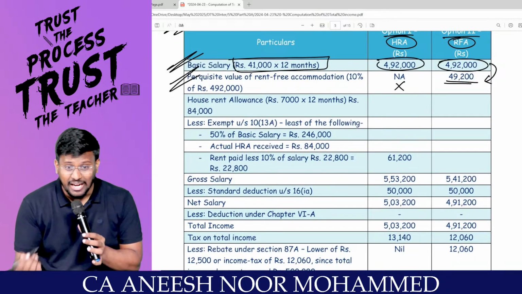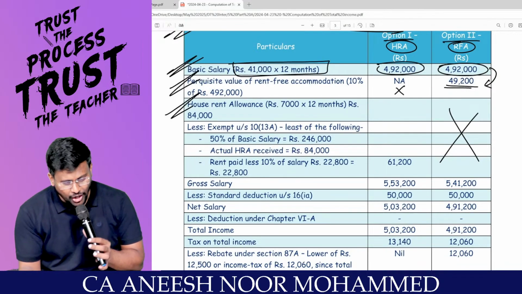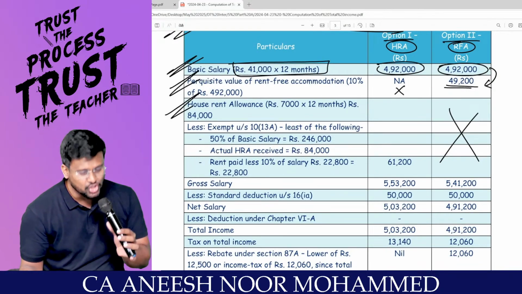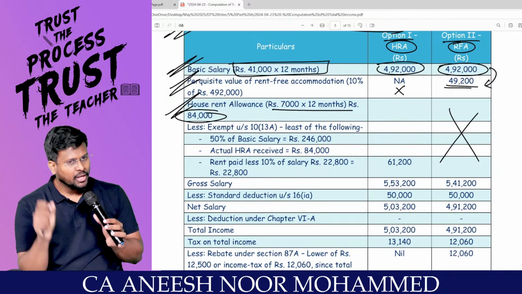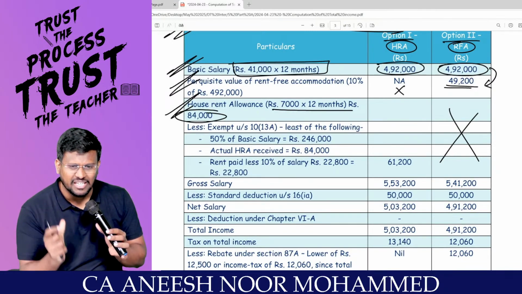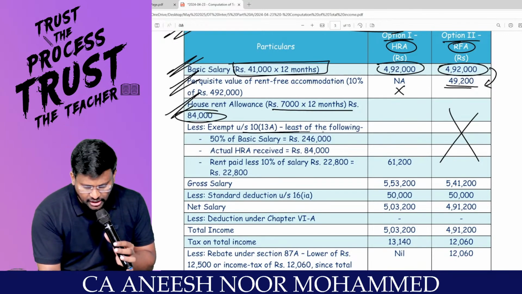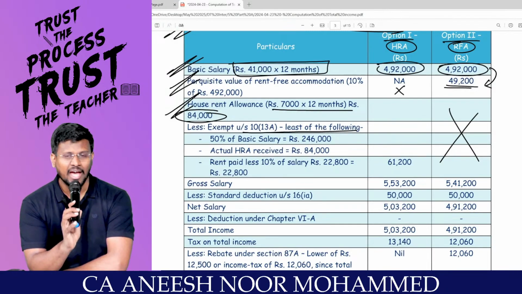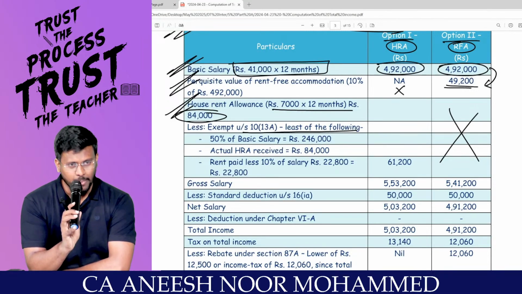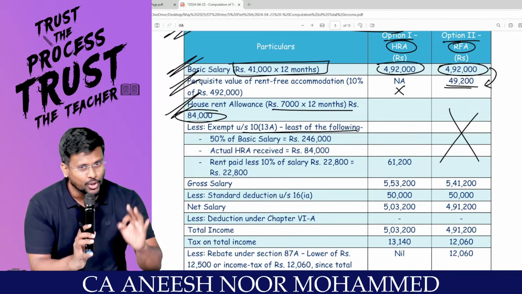Okay, I don't want RFA, I want HRA. If I am traveling through HRA, sir, RFA will not be there. Sir, HRA received, employer will give 7,000 into 12, 84,000, right? Since he is traveling through the optional tax regime, he is entitled to claim exemption under section 10(13A), least of the three: rent paid in excess of 10% of salary, actual HRA received, 50% of salary in metropolitan cities like Mumbai, Calcutta, Delhi, Chennai, and 40% in other places.